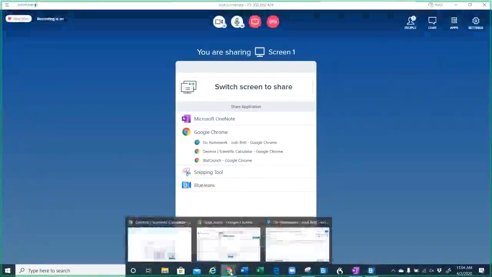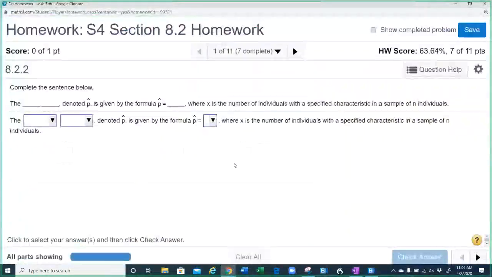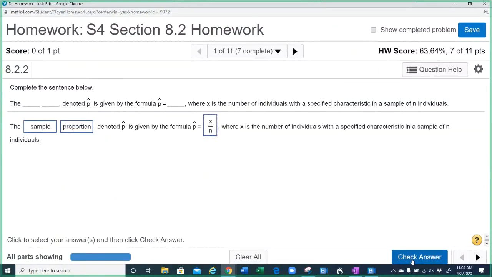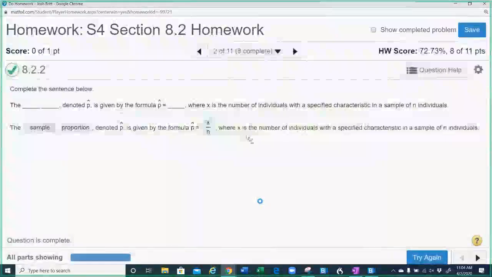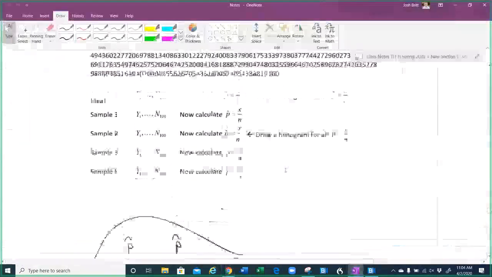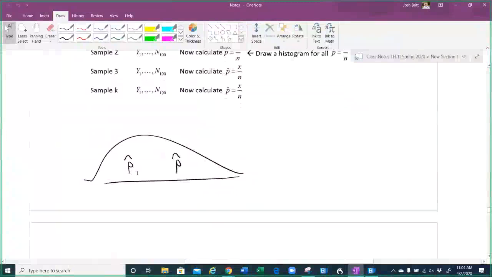Alright guys, we're going to do 8.2 today. So we're going to start with the definition of sample proportion. The sample proportion, noted p hat, is given by the formula x over n. And then what we're going to do essentially is take a whole bunch of samples and then calculate all the proportions and then draw the bell curve, and we'll notice the sampling distribution of sample proportion is normal.